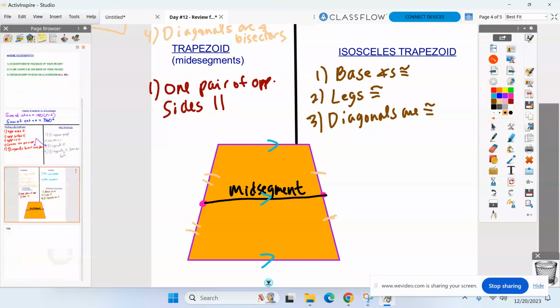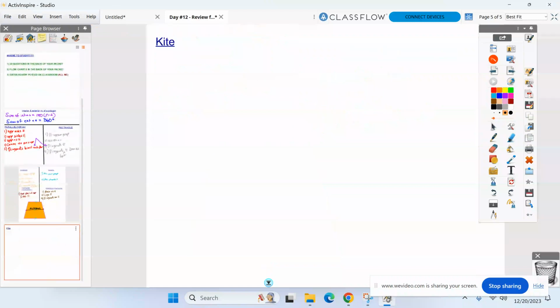Oh, we're forgetting somebody as usual, right? The other side of the tree. The kite, but it's going to be on there. There's properties, right? First property, two sets of adjacent sides that are congruent. What else?